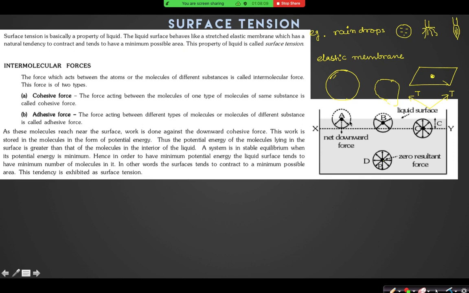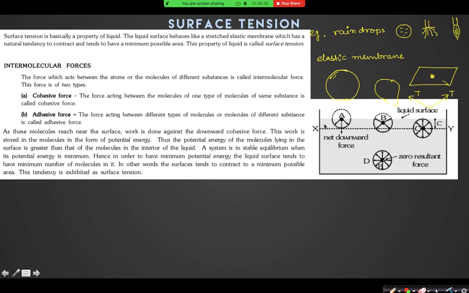So a net downward cohesive force is acting on all the fluid particles that lie in the layer between the free surface and the radius of the sphere of influence. Have you got it?